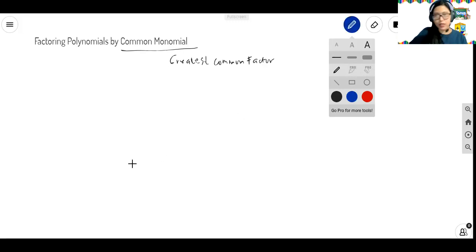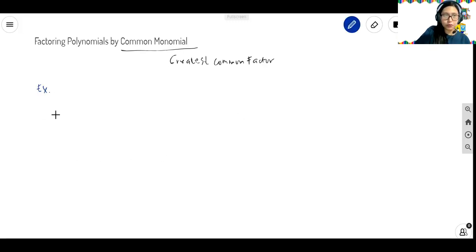So for example, we have the expression 8a plus 10a squared. If we want to factor it using common monomial, we have to look at the terms. The first term is 8a and the second term is 10a squared. So what do you think is the greatest common factor of 8a and 10a squared? For the numbers, the greatest common factor of 8 and 10 is actually 2.